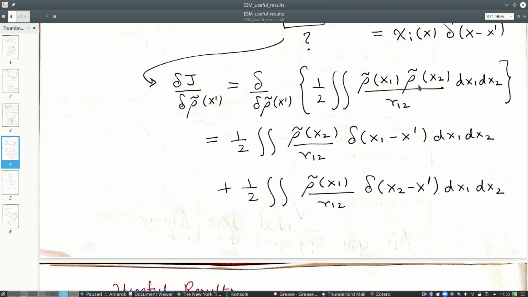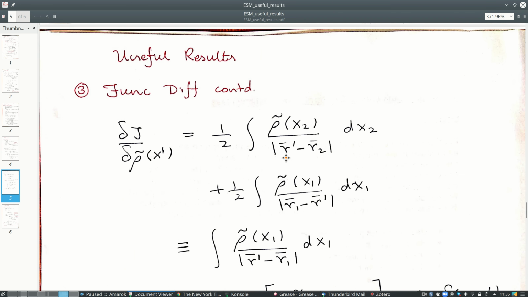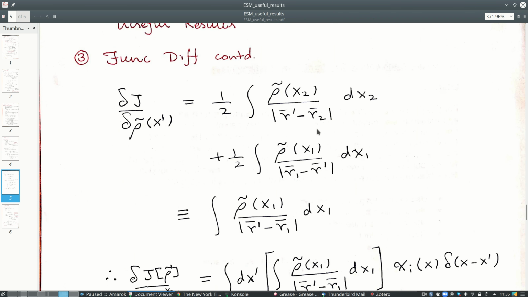We are interested only in the linear terms. And when you keep just the linear terms, you will find that you end up with two such integrals involving delta functions. And when you apply the delta functions, they will collapse one integral each to give you what I've got here.